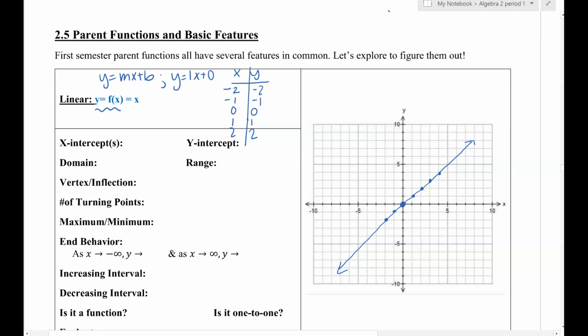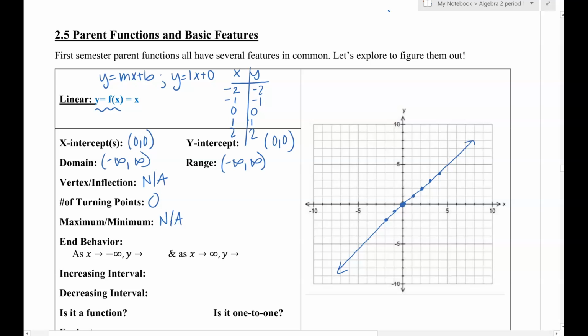So the x-intercept will be 0, 0. The y-intercept happens to be at exactly the same spot. Your domain is from negative infinity to infinity, as well as your range, because it goes on forever. For this particular case, we neither have a vertex or an inflection point, so we will write NA. We have 0 turning points. We do not have any minimum and maximum.